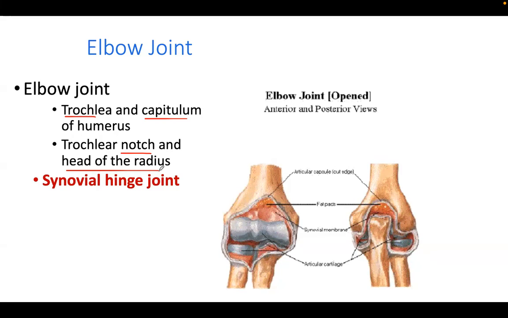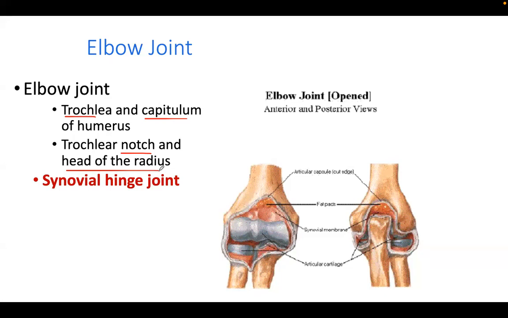Now, can you give me another example of a hinge joint, aside from the elbow? So we have the elbow, I'd probably put that number one. Number two is the knee, and the ankle, particularly the tibiotalar joint of the ankle. Those are examples of hinge joints.